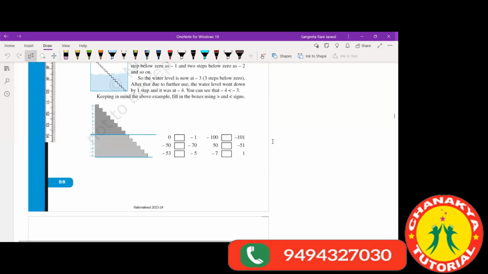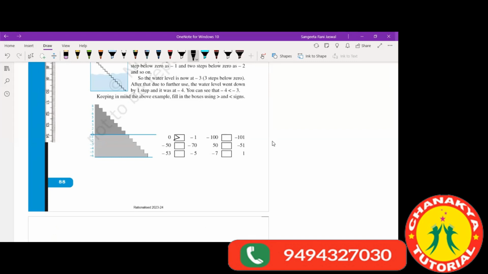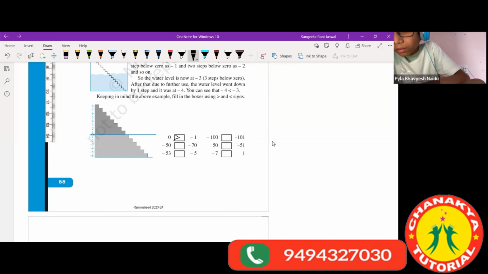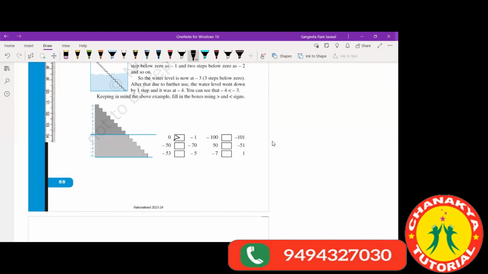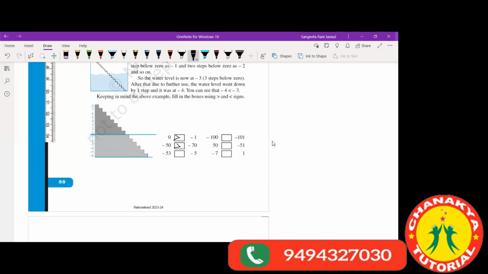Now tell me here, which sign will you put here? Neha, tell me which is greater here. Ma'am, 0. Bhavesh, tell me. And the down one? No, this one, second one, -50 and -70. Ma'am, minus 50 is bigger. Minus 50. Very good.